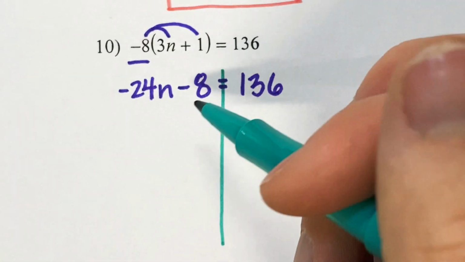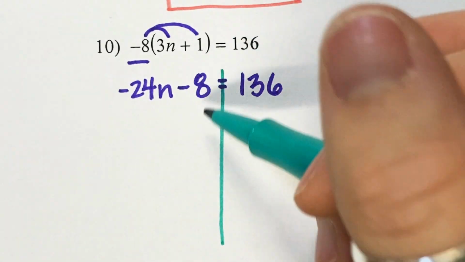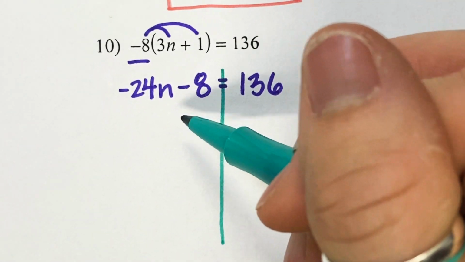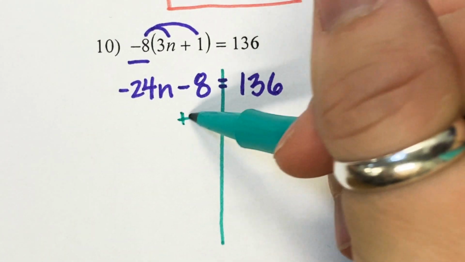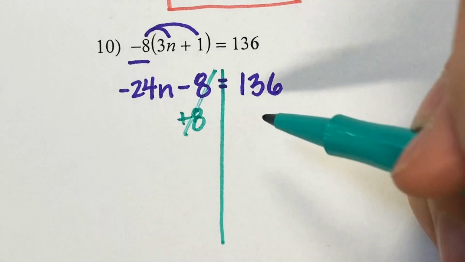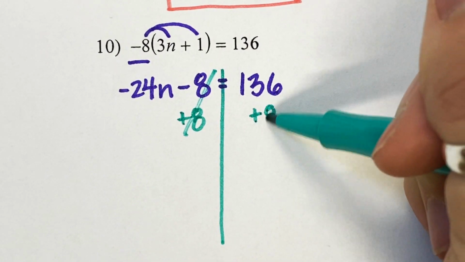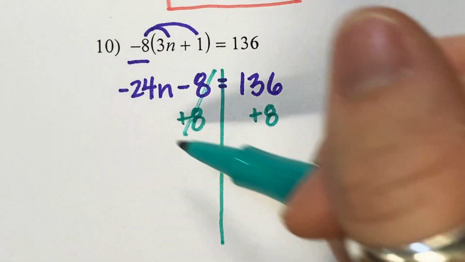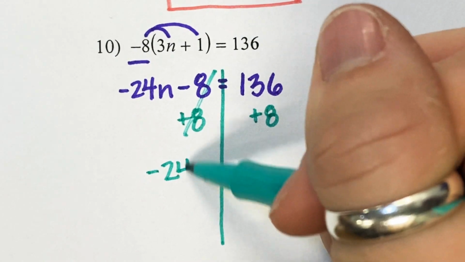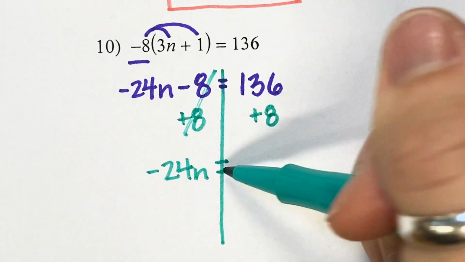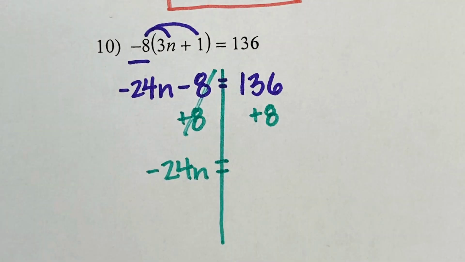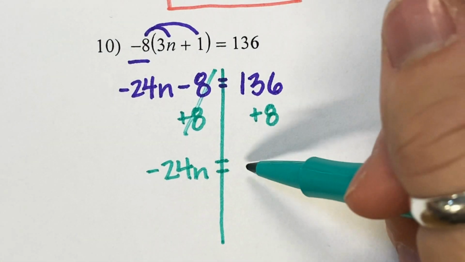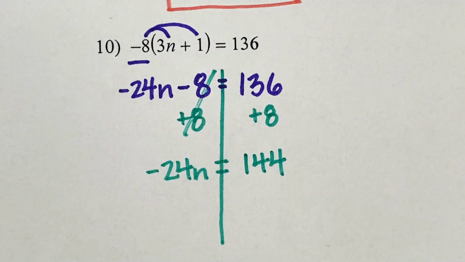So when we're solving, what is the opposite of negative 8? How do we get rid of this negative 8? We do positive 8 or add 8. So we're going to add 8 to both sides. Our negative 24n is still left over here. We have equals, and then what is 136 plus 8? What do we get on this side? 136 plus 8. We get 144.